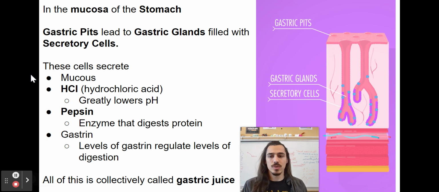Now, what's in the gastric juice? There's a bunch of mucus. There's also hydrochloric acid, which is going to denature the proteins. There's also enzymes called pepsin, which digest proteins. Now, protein chemical digestion happens in your stomach, with pepsin and hydrochloric acid.